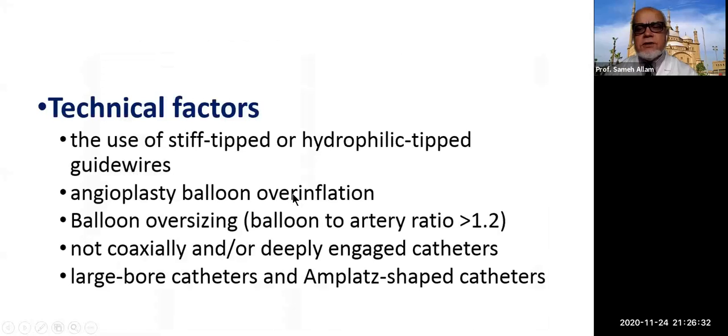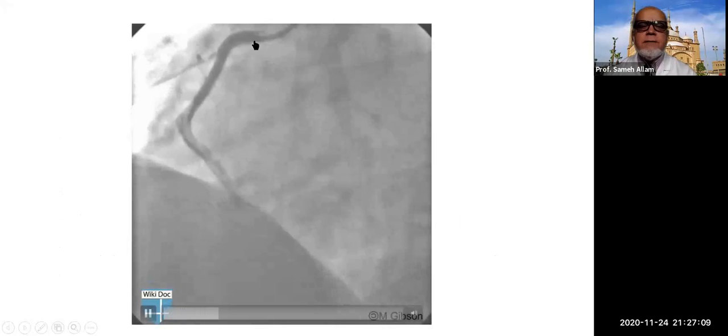There are other factors besides the lesion-related factors we discussed: technical factors that make the patient prone to develop dissection. These include the use of stiff-tipped or hydrophilic-tipped guide wires, angioplasty balloon overinflation, especially with compliant balloons, balloon oversizing, a balloon-to-artery ratio of more than 1.2 to 1, non-coaxial or deeply engaged catheters, diagnostic or guiding, large-bore catheters, and Amplatz-shaped catheters. This is an example of dissection.